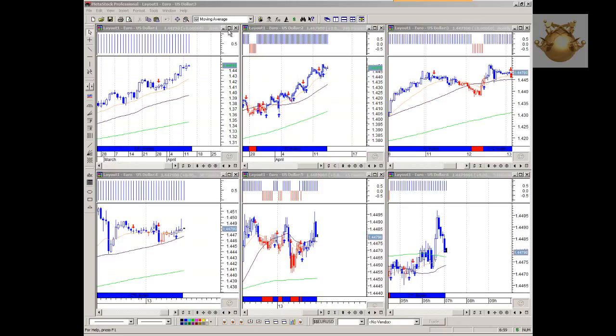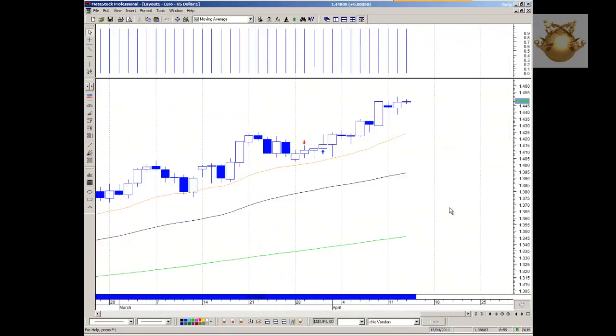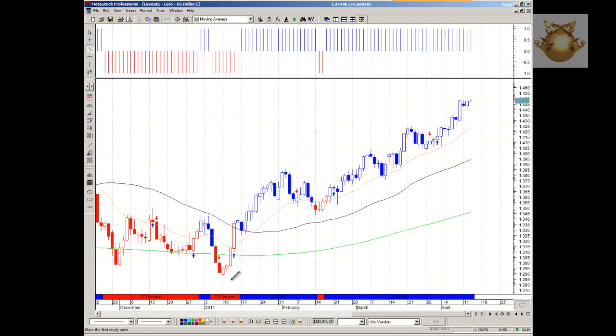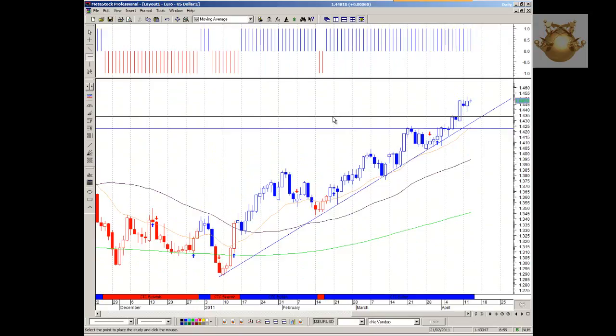Just looking at the euro against US dollar on our CTC strategy template. Just going to look at the daily. Just going to draw my trend lines in. So we know the uptrend is very strong. You can see the moving averages are well evenly spaced out. And I'm just going to pencil in some support and resistance areas.